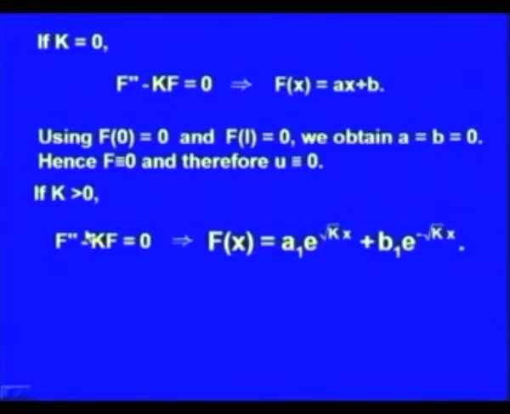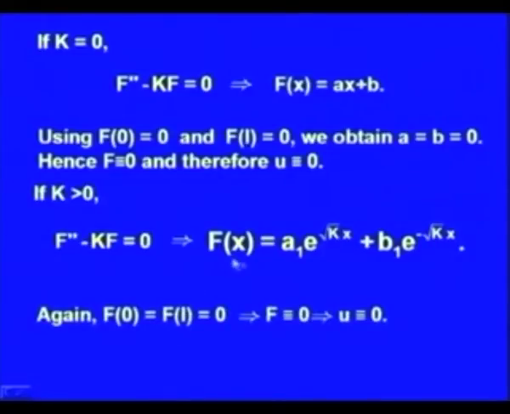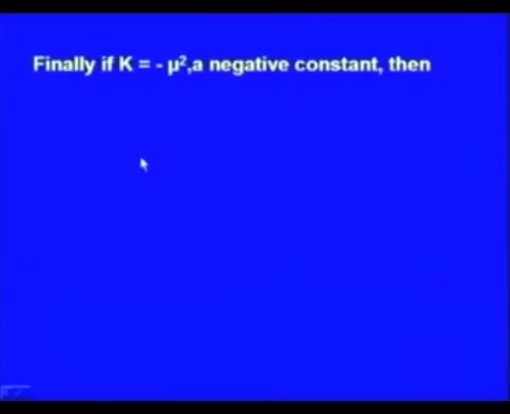So, the general solution may be written as the complementary function plus particular integral, that is f(x) equal to a1 e to the power root k into x plus b1 e to the power minus root k into x. Now, again in order to determine a1 and b1, let us make use of f(0) equal to 0 and f(l) equal to 0. So, f(0) equal to f(l) equal to 0 then implies that f(x) is 0 for all values of x, that is f is identically 0, which will imply that u is identically 0. So, k greater than 0 is also not suitable.